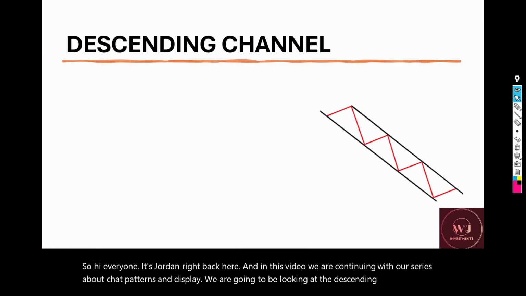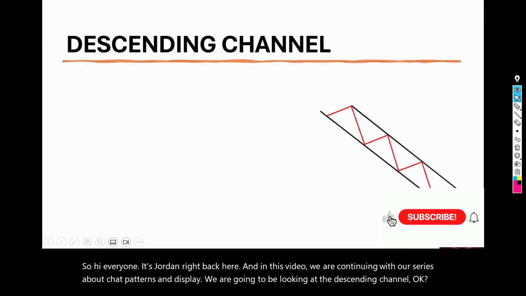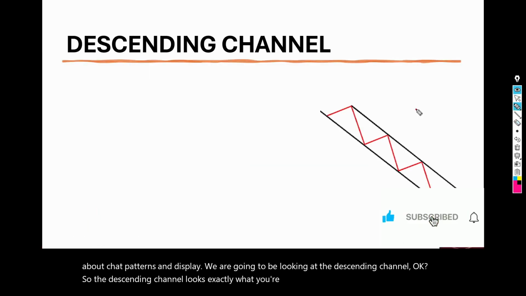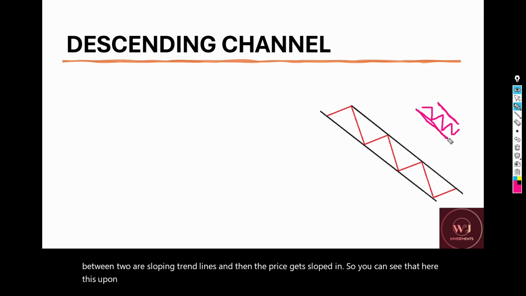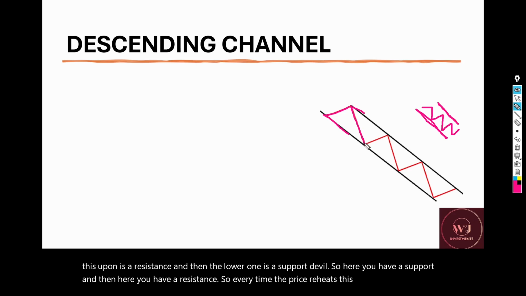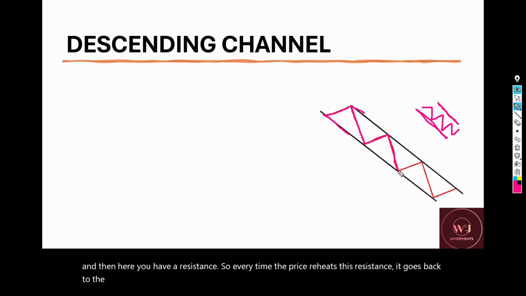Okay, so the descending channel looks exactly like what you're seeing on the screen. The price is locked between two sloping trend lines. You can see that the upper one is a resistance, and the lower one is a support level. Every time the price hits this resistance, it goes back to the support, hits resistance, goes back to support, resistance, back to support.